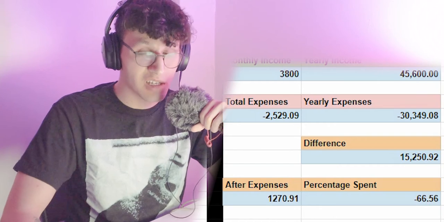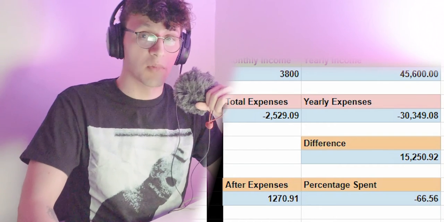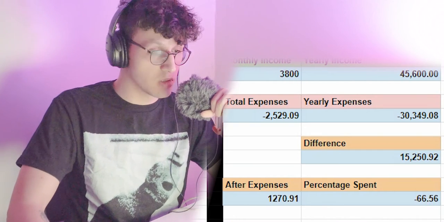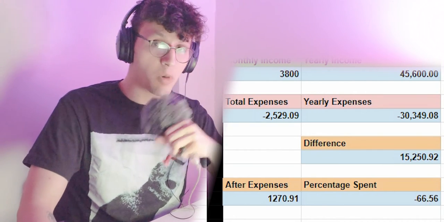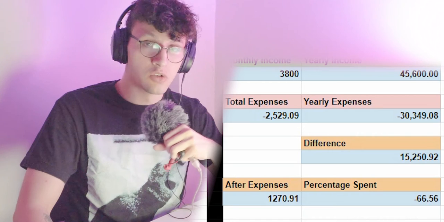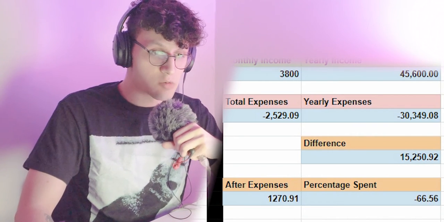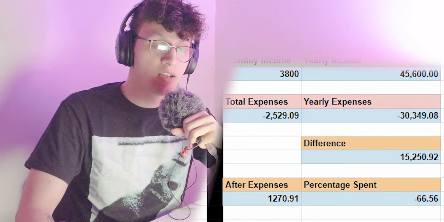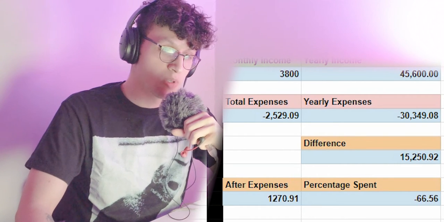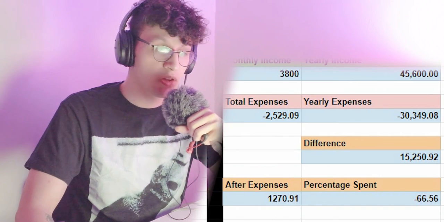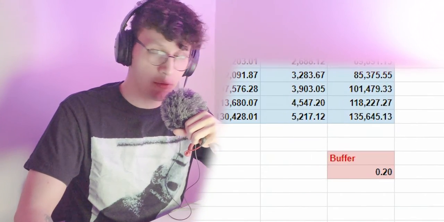But realistically, that money goes to Ubers, that money goes to clothing, that money goes to food that we don't take into account: restaurants, parties, beer, drinks out on the town, all of that stuff. That's where this money starts going. And that's where we get to the after expenses and the left side, the buffer.